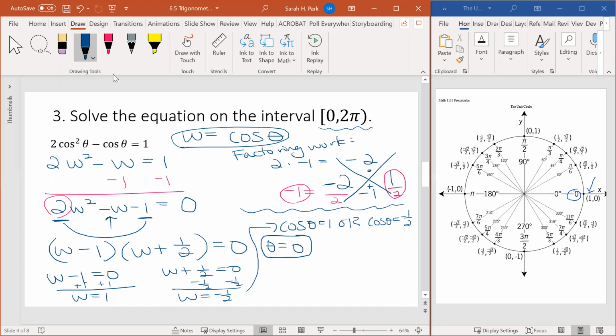Radians. And then where is the x-coordinate equal to -1/2 on the unit circle? Well, that happens at 2 pi over 3 and also at 4 pi over 3. So we got two more solutions from that factor. Let's write that down. Theta is equal to 2 pi over 3 and 4 pi over 3. So our solutions are 0, 2 pi over 3, and 4 pi over 3.